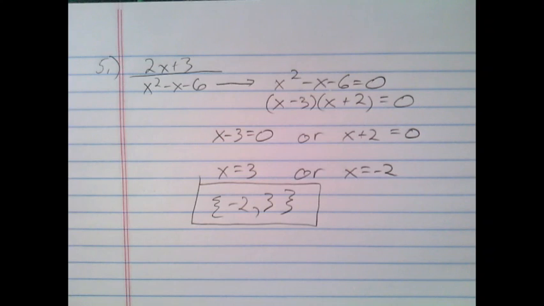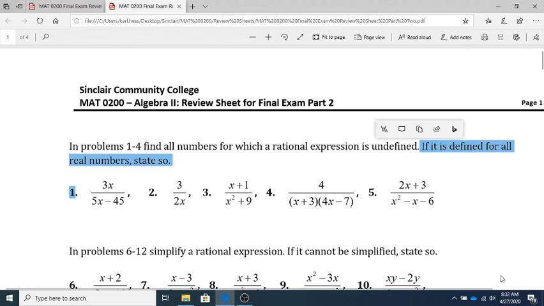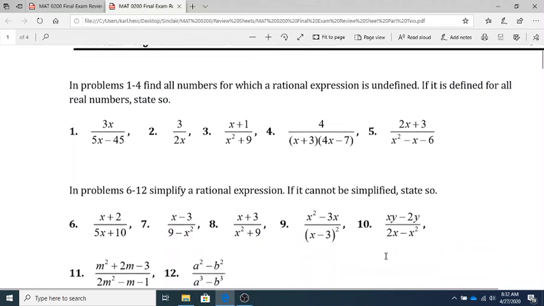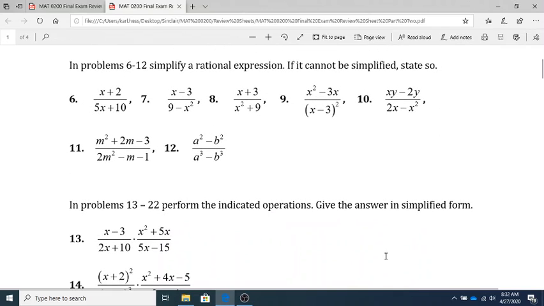Now let's have a look at our review sheet again. Problems 6 through 12. Simplify the rational expression. If it cannot be simplified, state so. Alright, well let's do these problems then.